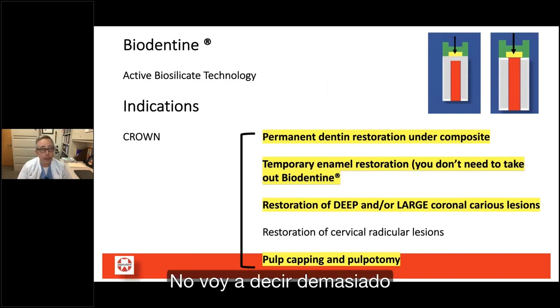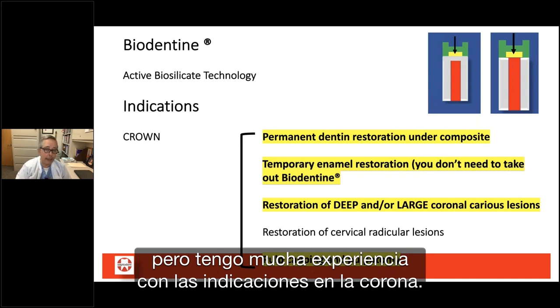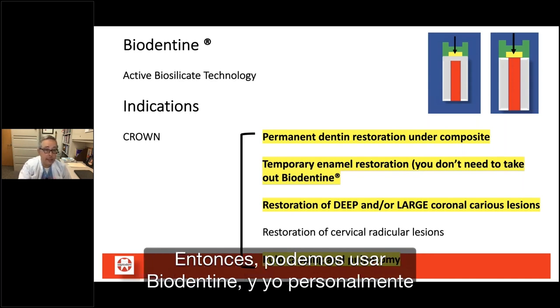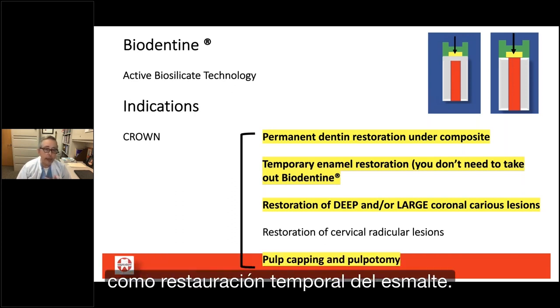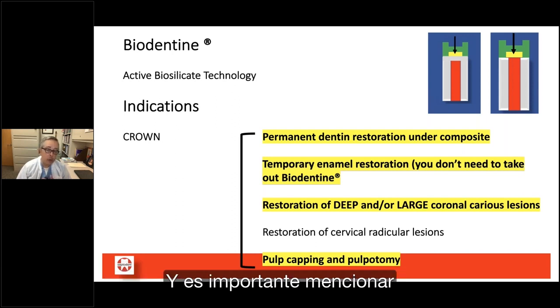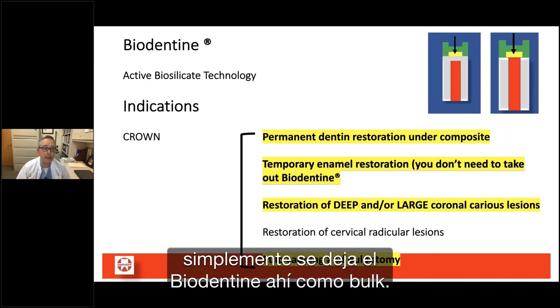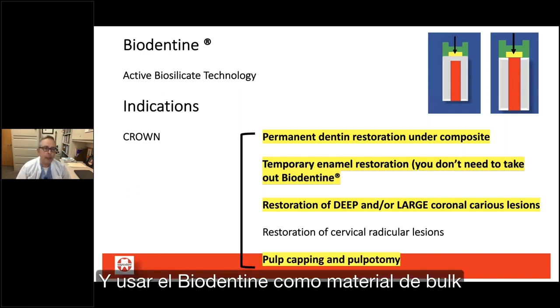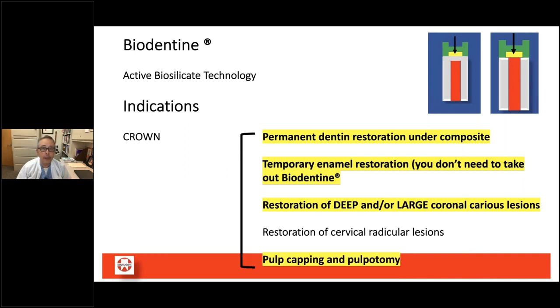I'm not really going to say too many things about the root indications. I'm not an endodontist, so I don't have experience with that, but I have a lot of experience with the crown indications. So we can use Biodentine, and I do this all the time, as a permanent dentin restoration under composite. We can also use Biodentine as a temporary enamel restoration. And it's important to mention that you don't need to take out the Biodentine. You just leave it there as a bulk. And using Biodentine as a bulk material is really the main reason that I use it daily.